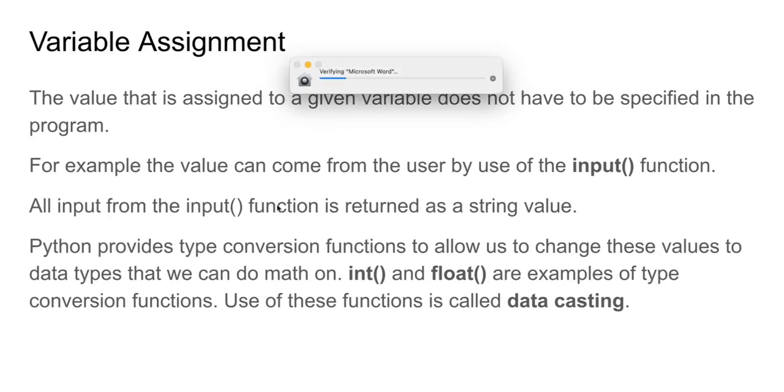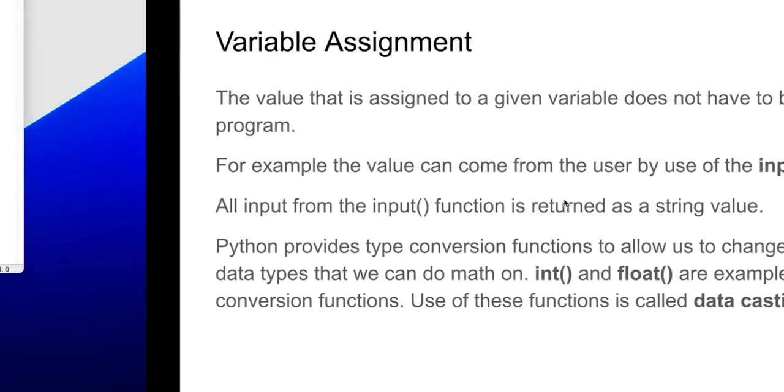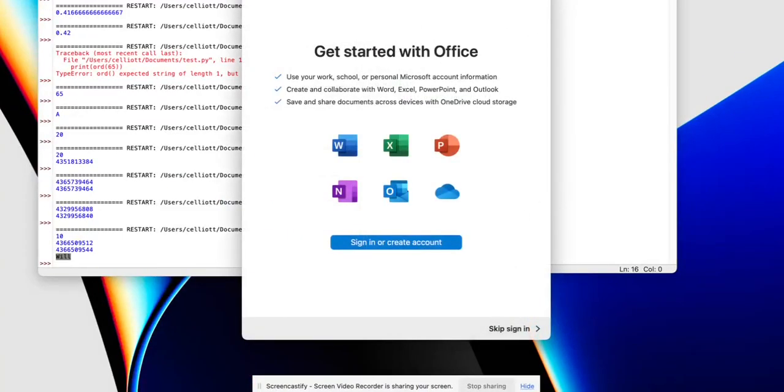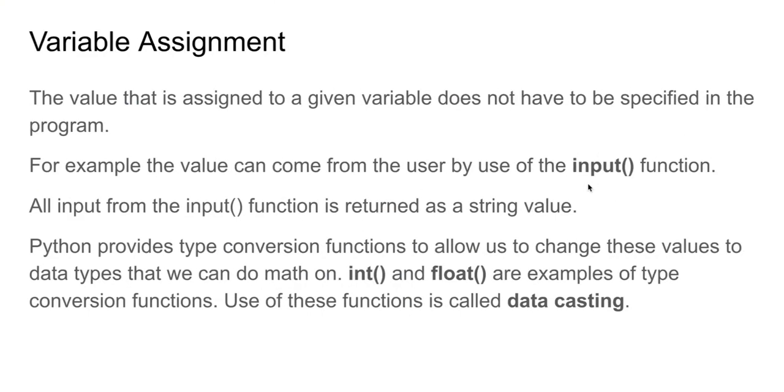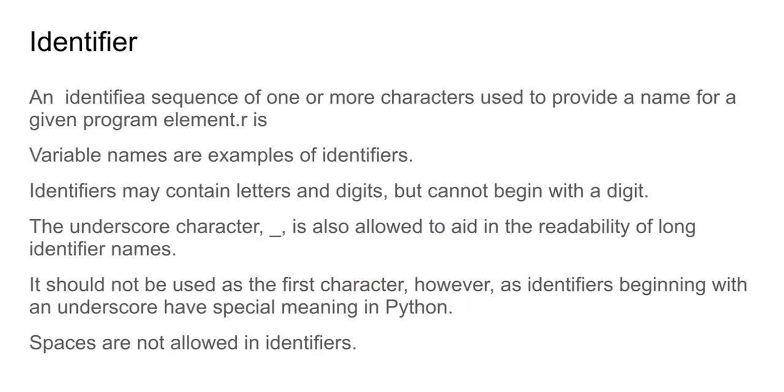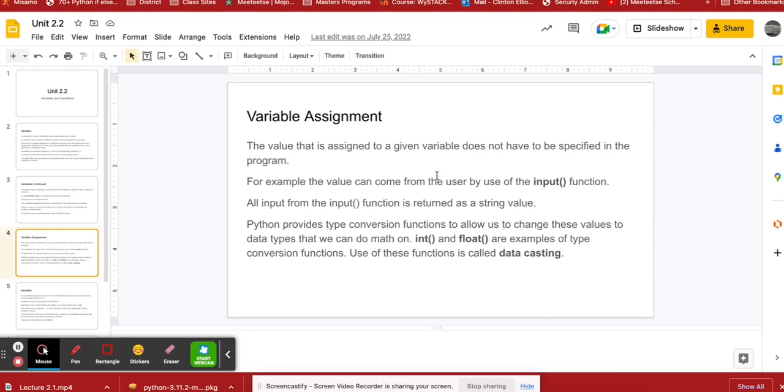All input from the input function is returned as a string value. So in order for us to be able to do math on it, input is always going to return a string, and we have to cast it using the int or the float functions to make it usable. Let's take a look at that again.